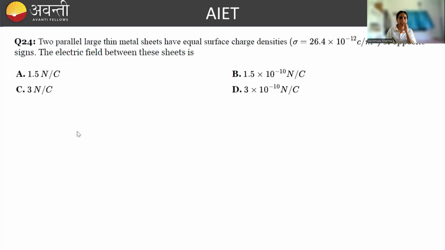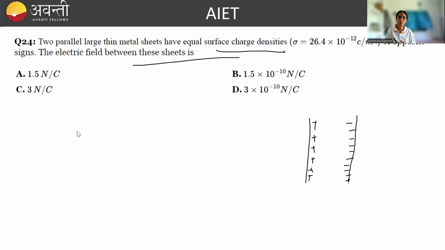Now let's move on to the next. Two parallel large thin metal sheets have equal surface charge densities of opposite sign. So it is just like a capacitor. The electric field between the sheets: for a capacitor, you already know the electric field is written as what? Sigma by epsilon naught, right?